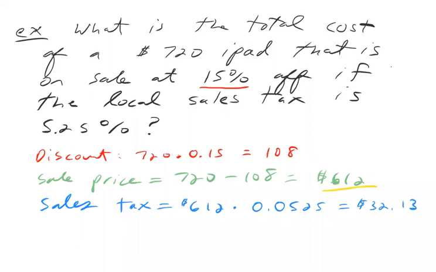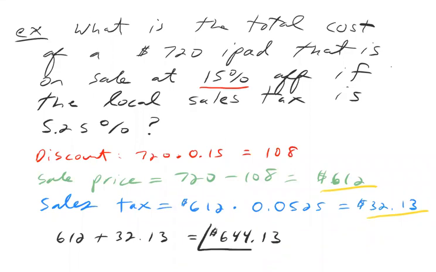Okay, so now I know the sale price here, and I know the sales tax. So I need to add those two because I've got to take the price of the iPad and add the sales tax to it. So my final answer is 612 plus 32.13, which is 644.13. That's how I think through that.